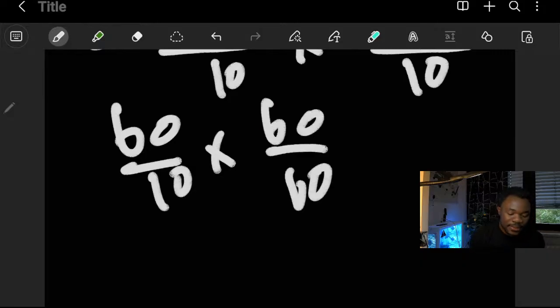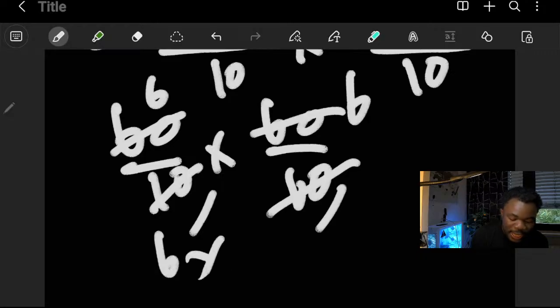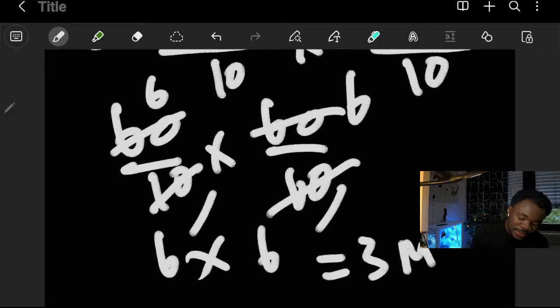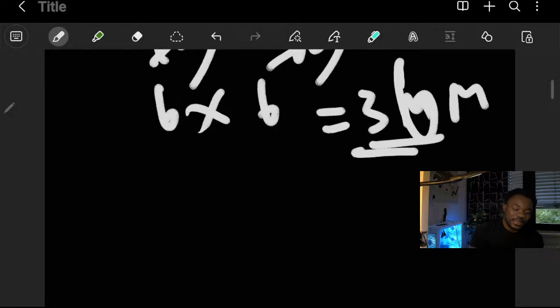60 divided by 10. When you share 60 euros among 10 people equally, how much will each person get? 6 euros, right? 10 goes into 60 six times. So we have 6 times 6, which is equal to 36 meters. So 6 times 6 is equal to 36 meters.